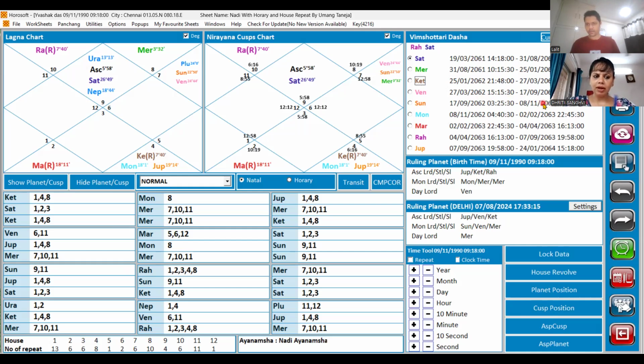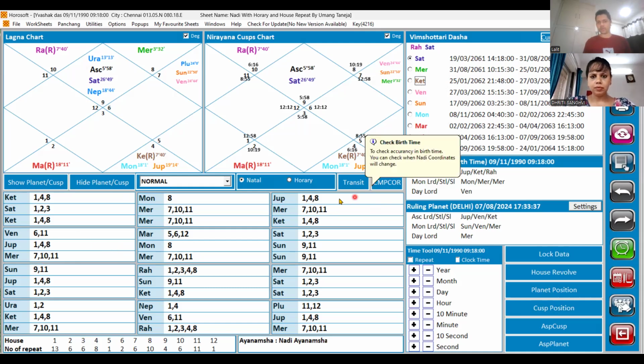Because Venus has 1, 4, 10 plus 6, 8 also. And also the 7th house, the Badhak house. Actually, here also we have to consider that. So the 7th house calculation continues here also, only on a longevity basis. Got it? Understood, okay.